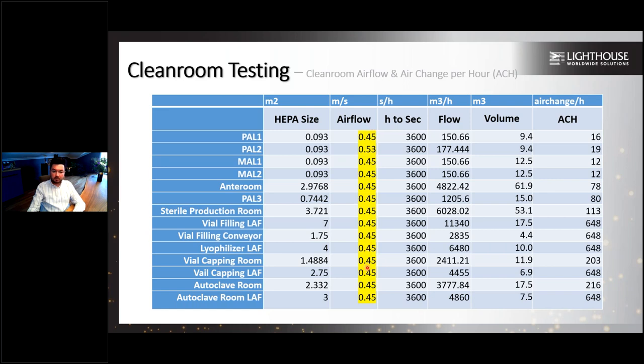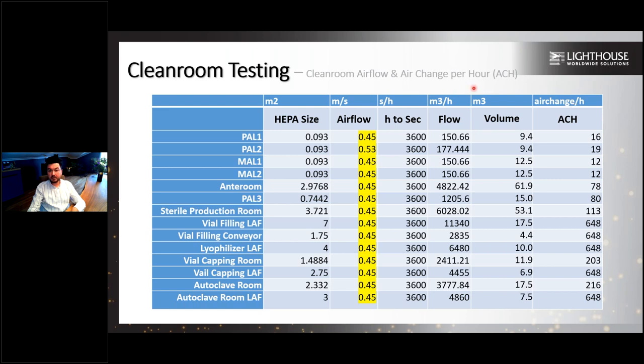So when you provide this information, assume you measured all of them, you know your HEPA size, you know your airflow. When I multiply this, it gives cubic meter per second, so in order to move it from second to hour, I multiplied it by 3,600. And now I have the cubic meter per hour flow rate. I know my volume for each cleanroom or clean zone. Then to calculate my air change per hour, I'm going to divide my flow rate by the volume. So cubic meter per hour divided by cubic meter. It gives me a per hour calculation.